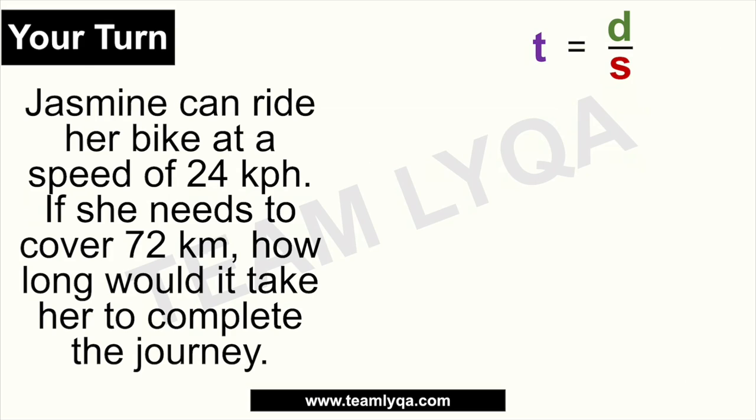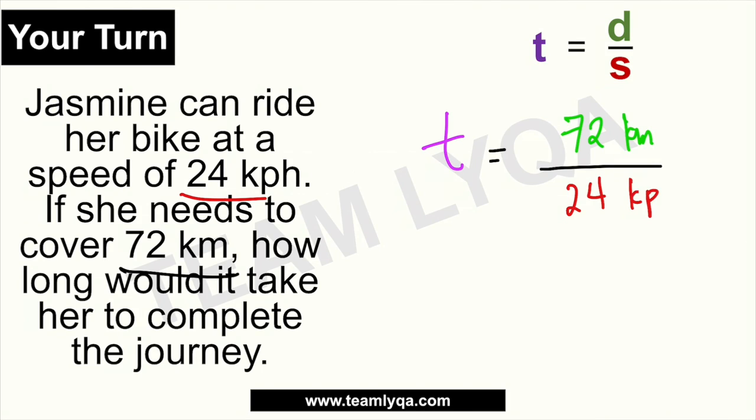So, ang gagawin natin, time daw is equal to D over S. So, yung distance natin, which is this, 72 kilometers, ilalagay natin siya sa taas, 72 kilometers. Tapos, over siya doon sa speed. Ang speed naman niya is 24 kilometers per hour, 24 kph. So, i-divide lang natin yung 72 sa 24. 72 divided by 24 is going to give you 3. So, 3 hours. Okay, 3 hours ang sagot.